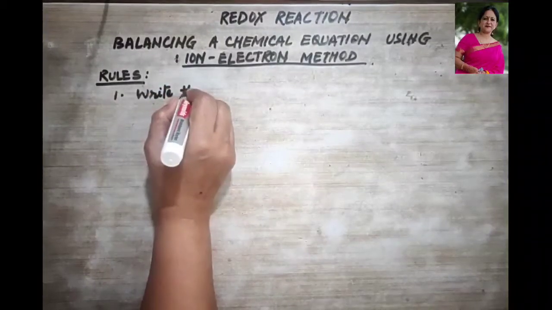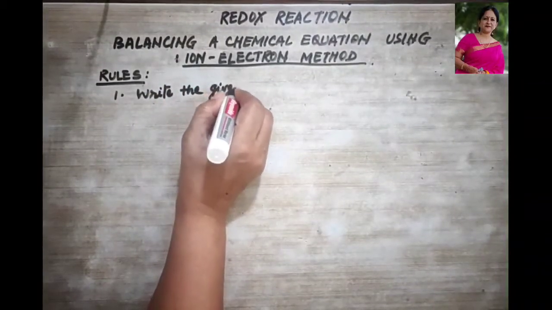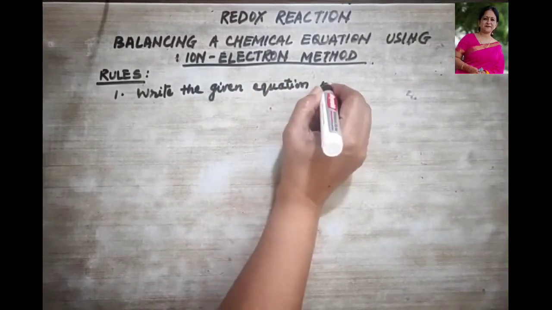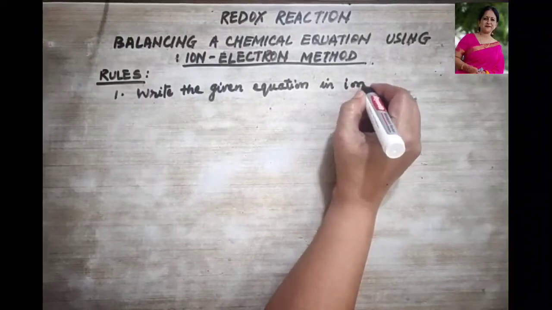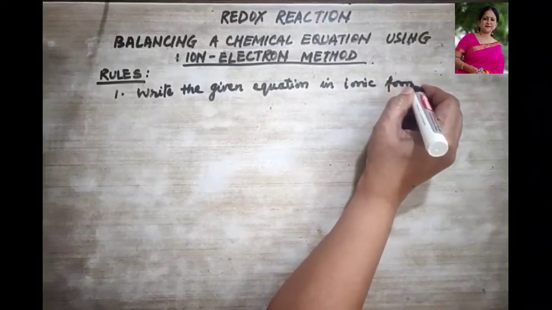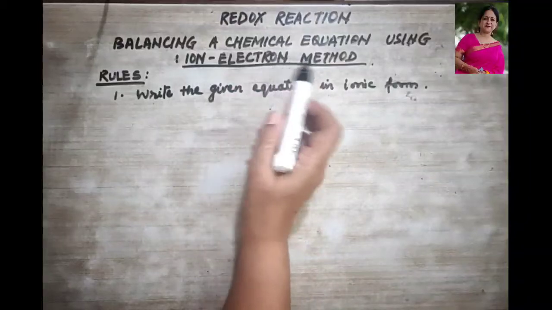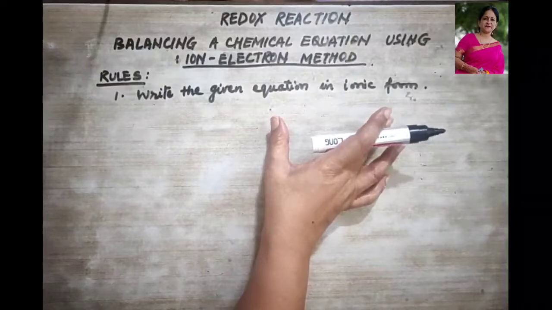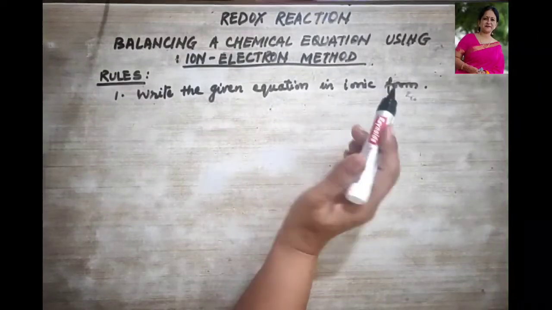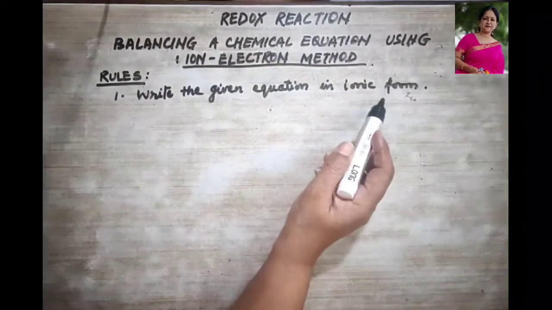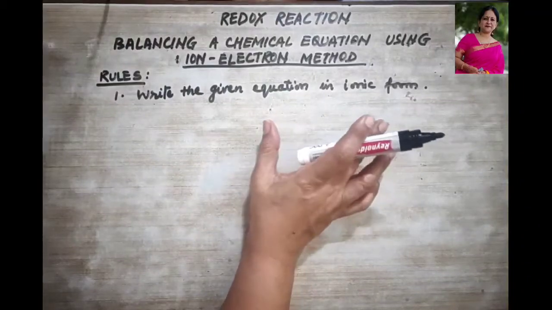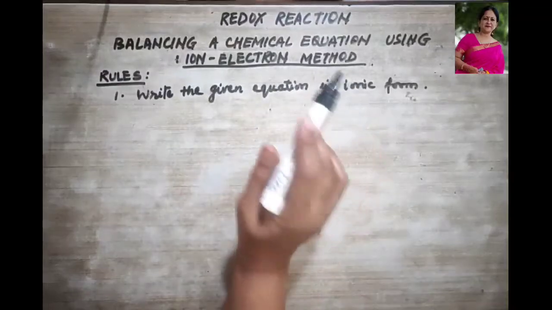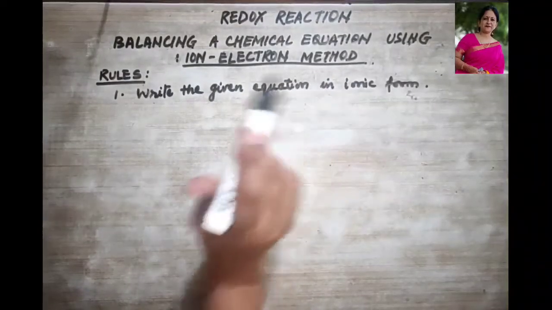So write the given equation in ionic form, okay? You need to understand that the ion electron method is also called the half reaction method, right? So after writing down the equation in the ionic form, now what are we going to do? We have to identify the elements which are undergoing oxidation and reduction, right?